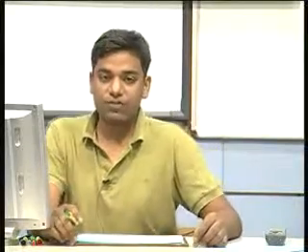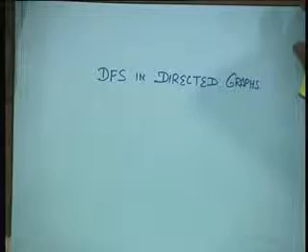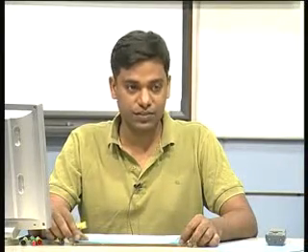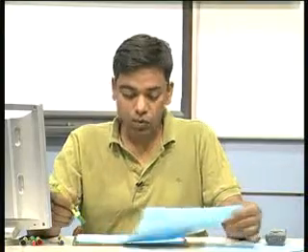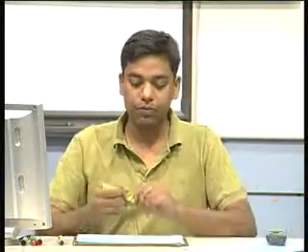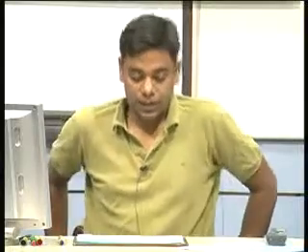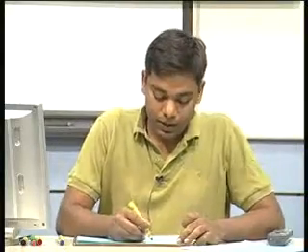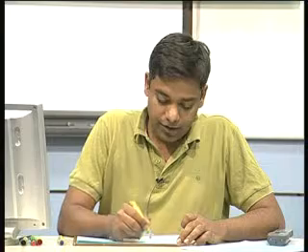Today we are going to be talking about depth first search in directed graphs. In the last two classes we have looked at depth first search in undirected graphs and seen applications of the same. So how does depth first search in directed graphs differ from depth first search in undirected graphs? Let's take an example of a directed graph.